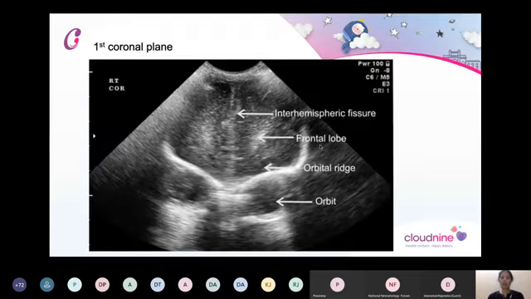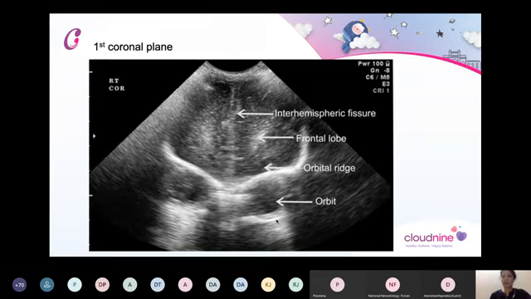This is the first coronal plane. When you look at this image, you can see that in the center there is this linear image of the interhemispheric fissure. Then you have on either side the frontal lobes, and then the bright orbital ridge, and then the orbit below that. So this is anterior to the lateral ventricles.